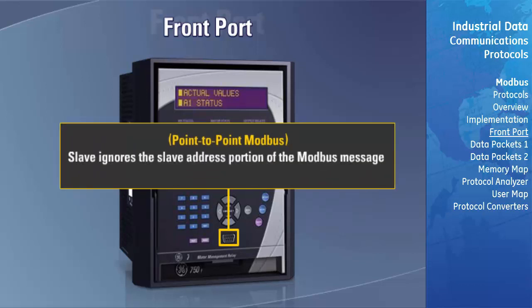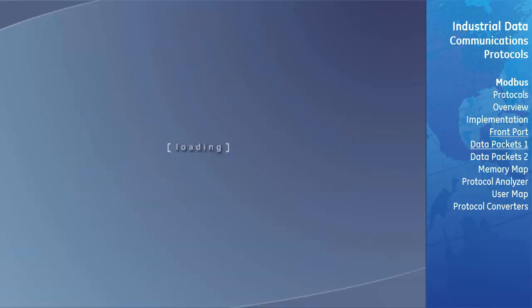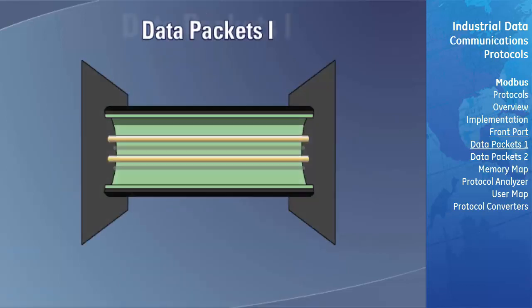When using point-to-point Modbus, the slave ignores the slave address portion of the Modbus message originating from the master, assuming that it is the only device networked to the master. Upon receiving a valid Modbus command, regardless of the slave address, the slave will respond to the command, making it impossible to share a network with other Modbus slaves.